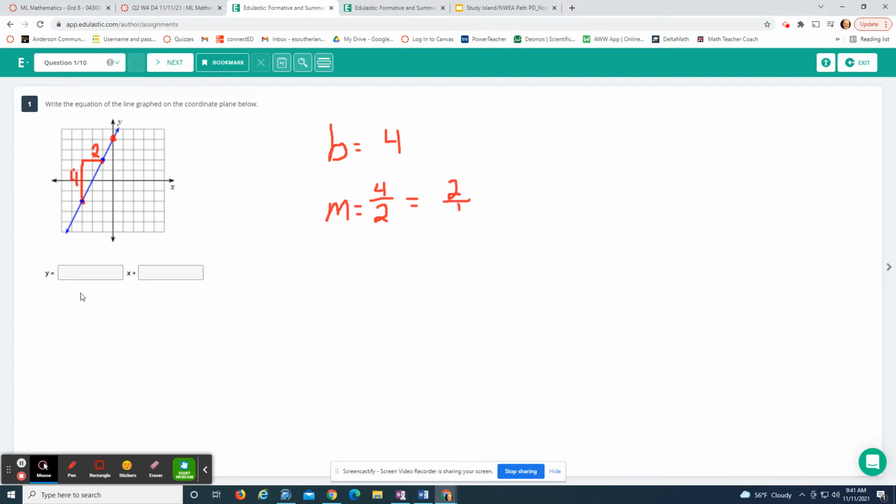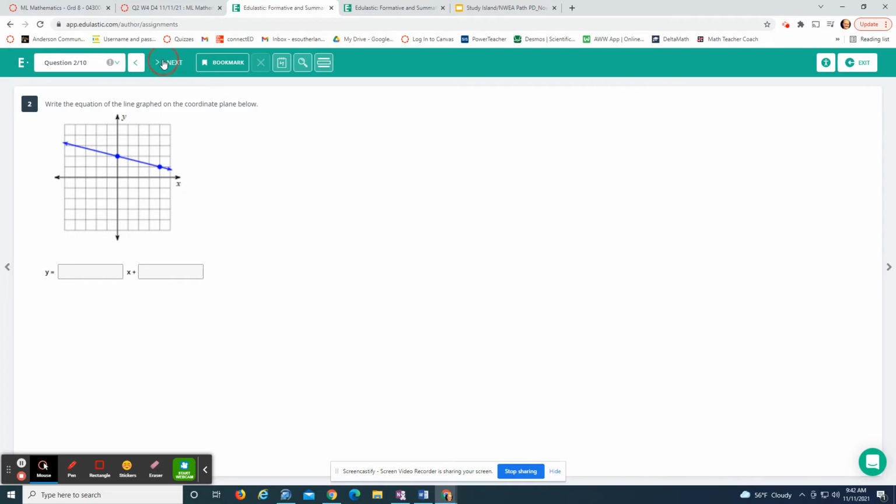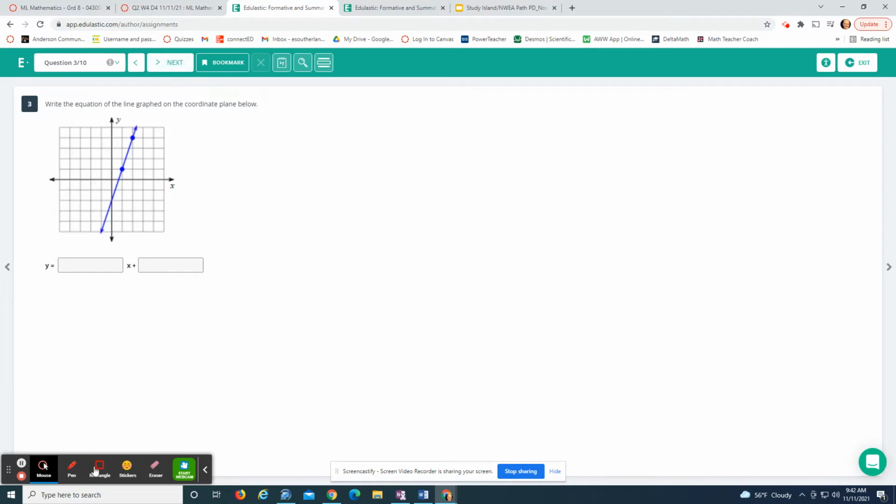And so you should type in y equals 2 over 1 x, and then plus 4. So that's the first thing I would say. The second thing that I would say is, let's skip to question number 3, because I want to show you something on it that's different than some other problems that you've had.